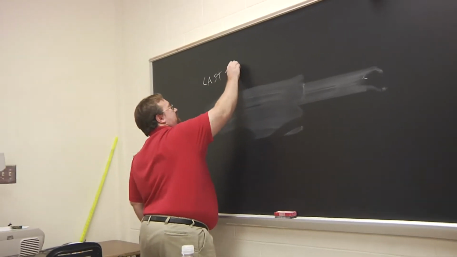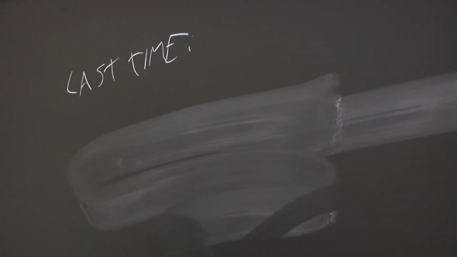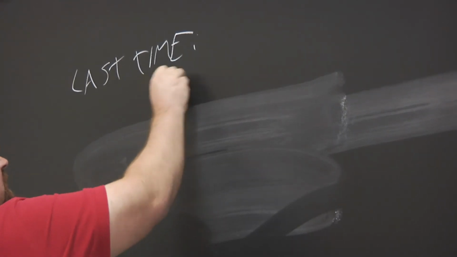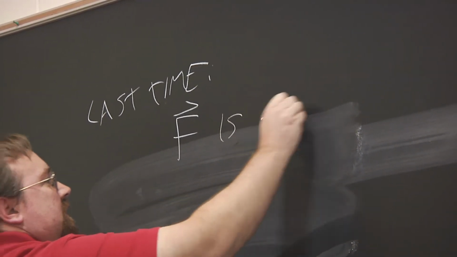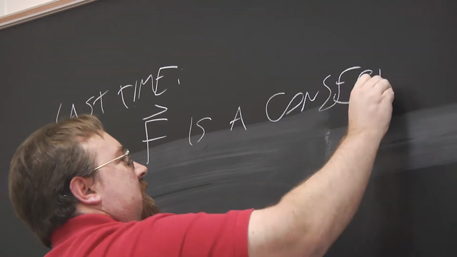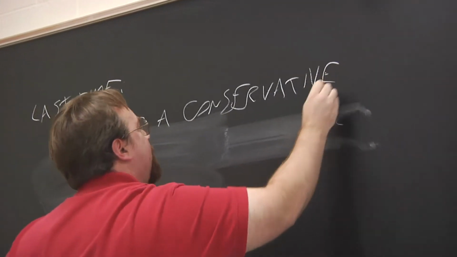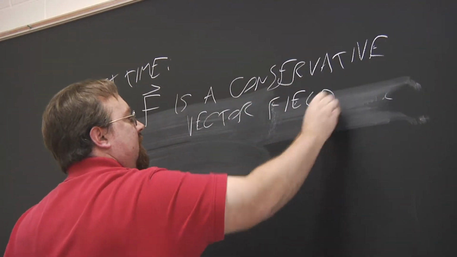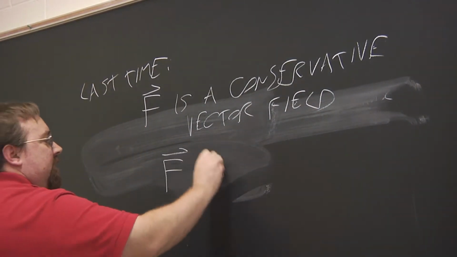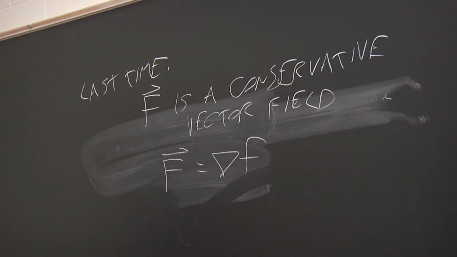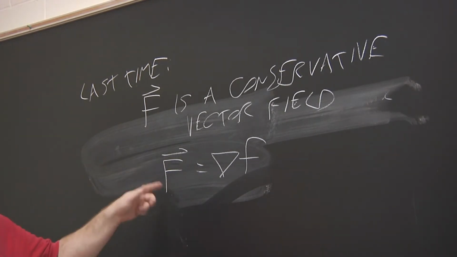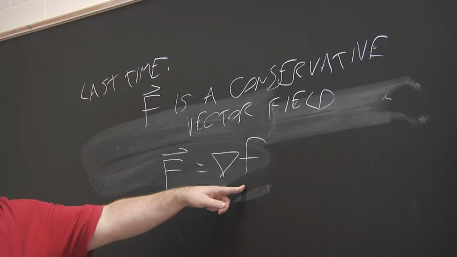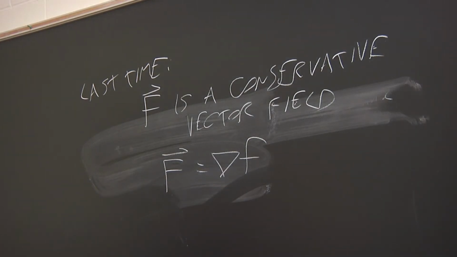Pick up where we left off last time. Suppose that a vector field F is a conservative vector field. So F is the gradient of little f for some function little f. This is what we're going to focus on more today. For instance, if you have a vector field that is conservative, how do you actually find little f? We're going to learn how to do that today.